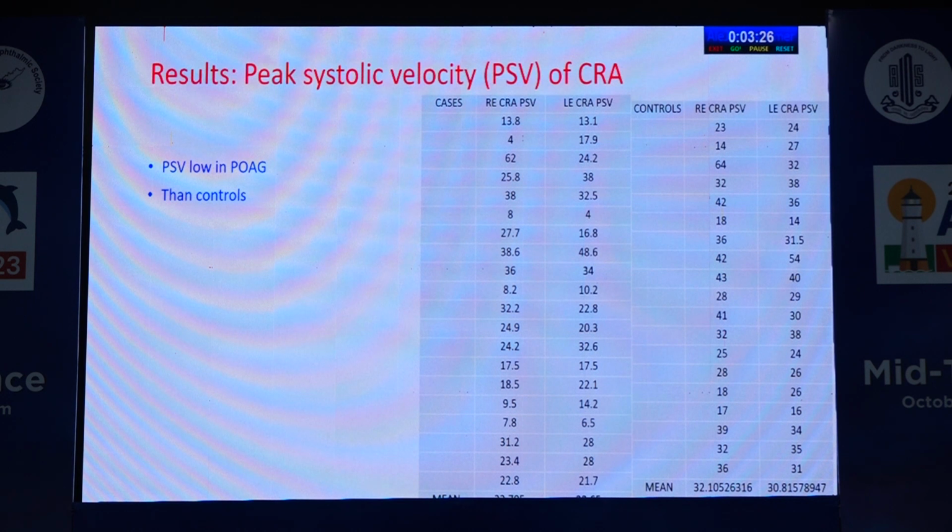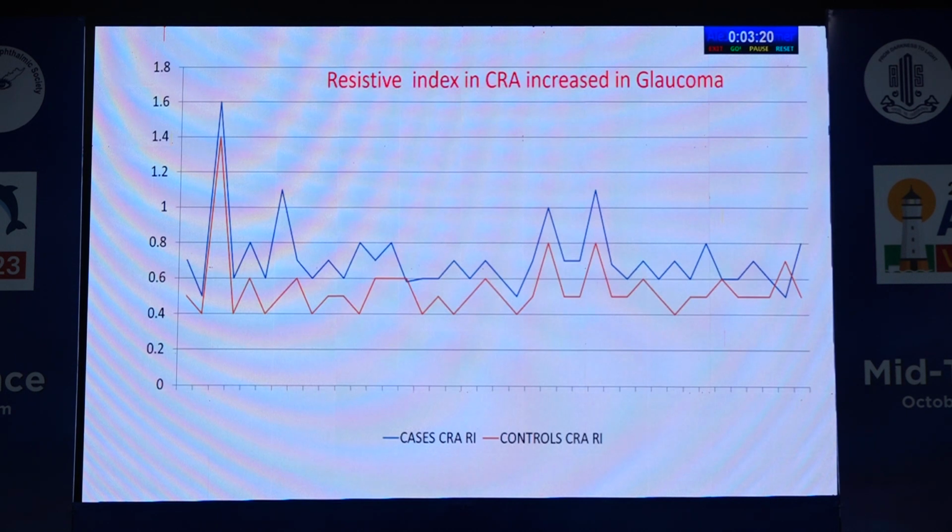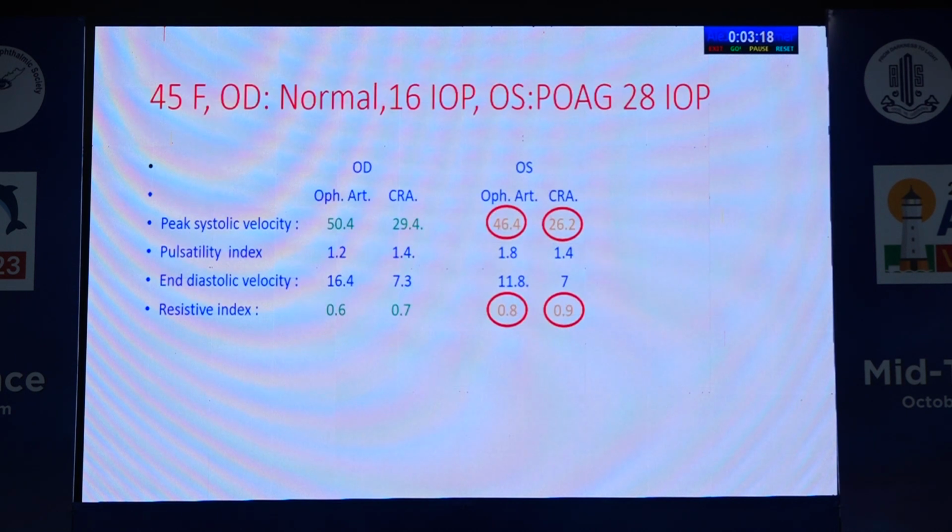These are the indices for peak systolic velocity in the central retinal artery: the systolic velocity is reduced and the resistive index is increased. We did the same study in one patient where one eye is normal and the other eye is glaucomatous with advanced stage, and also found that the peak systolic velocity is reduced and the resistive index is increased compared to the normal eye.